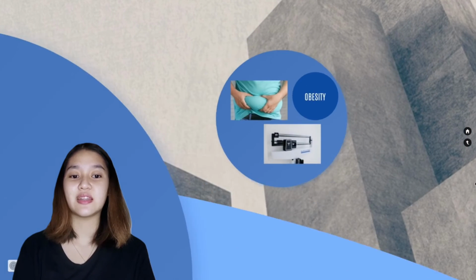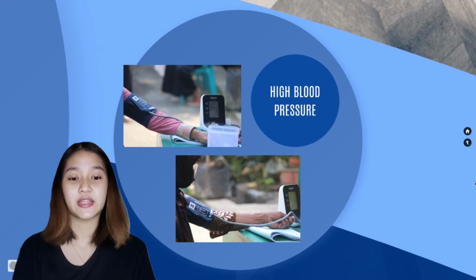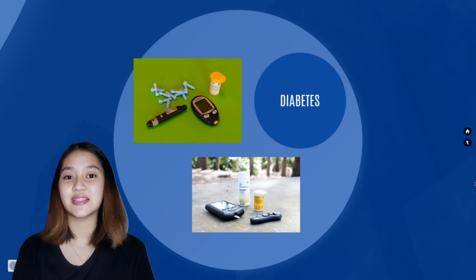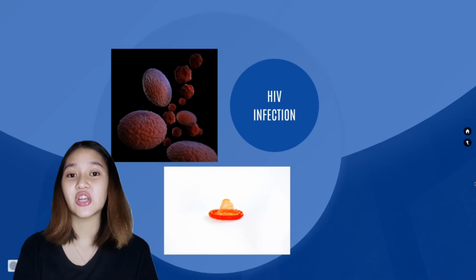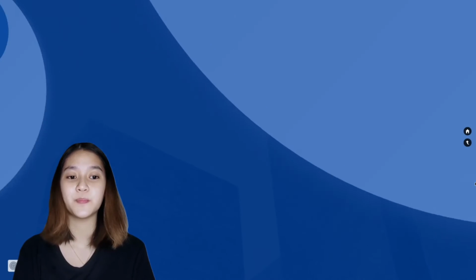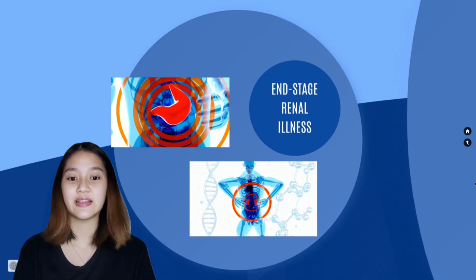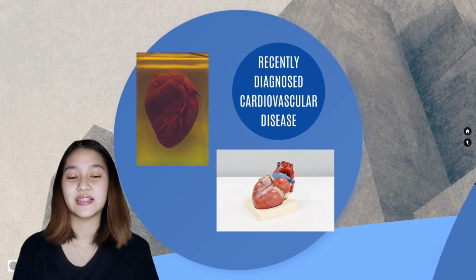These conditions include obesity, or the abnormal or excessive fat accumulation; high blood pressure or hypertension; diabetes, a disease that affects the body's ability to use or produce insulin; HIV infection, or being infected with a virus that attacks the body's immune system; end-stage renal illness, or the permanent stage of chronic kidney disease; and lastly, recently diagnosed cardiovascular disease, or the disease that affects the heart or blood vessels.